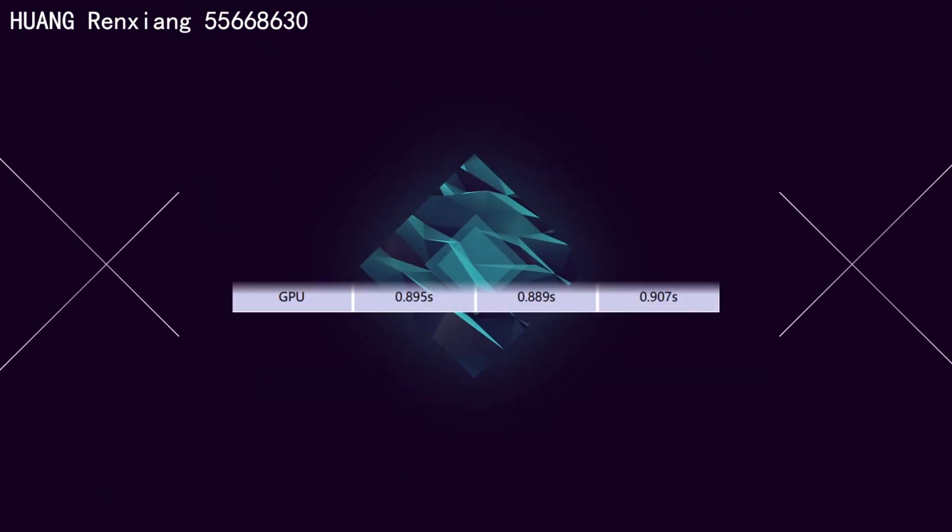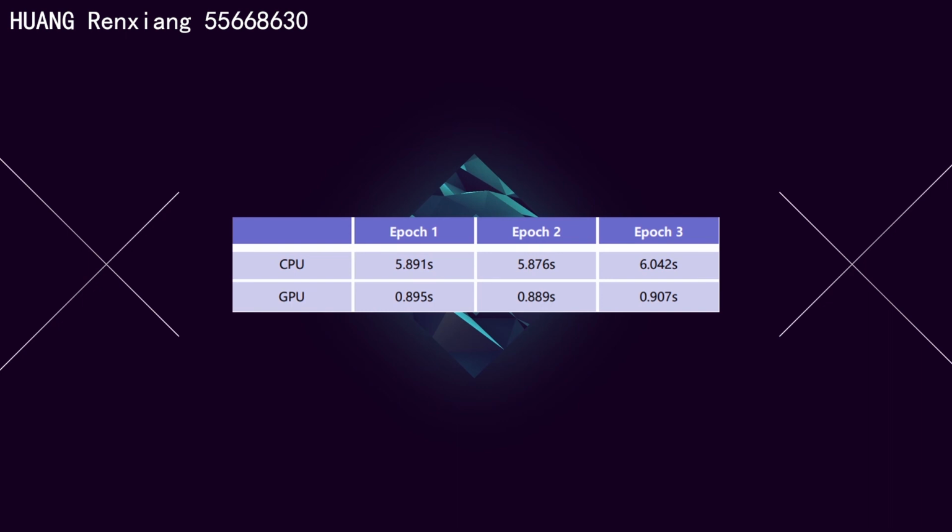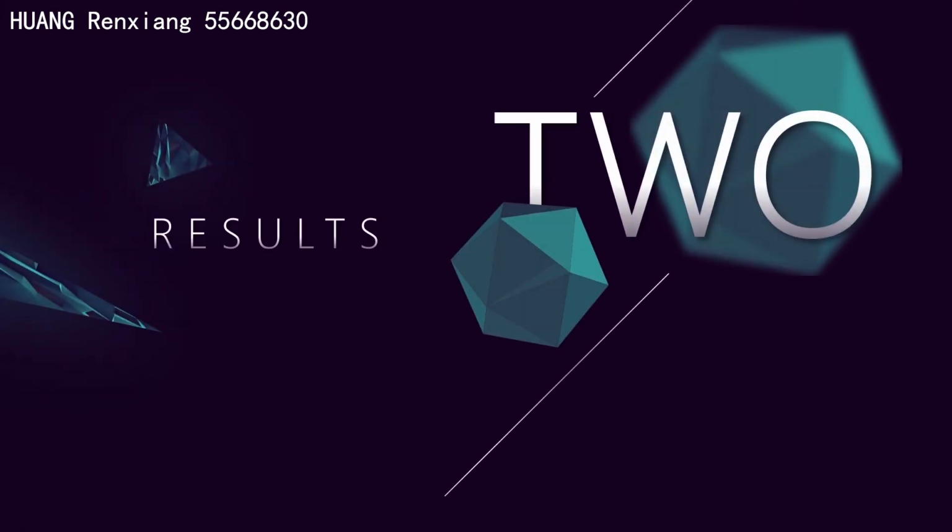Here is a comparison. Our speed has increased more than 6 times. That's amazing! The second part is the result. Thanks to the new technology of GPU, we can train 9,000 times and more.